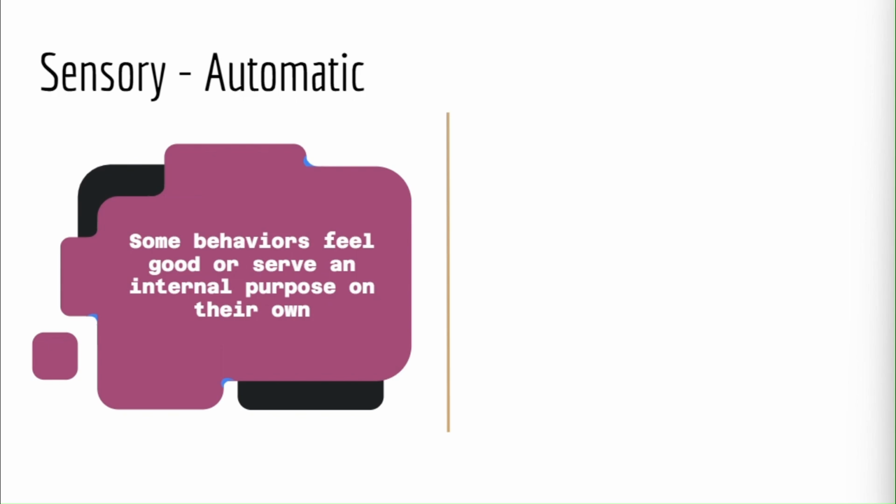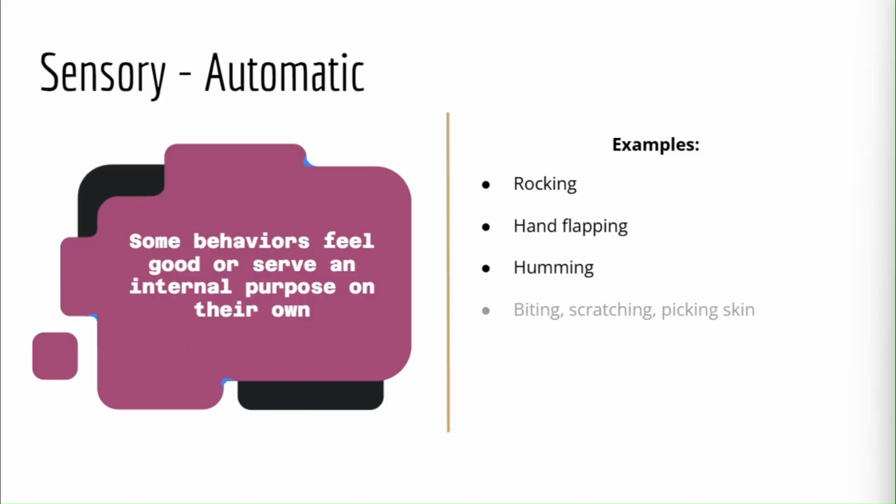Sensory or automatic. Some behaviors feel good or serve an internal purpose all on their own. I do want to note that sensory and automatic serving behaviors are often harder to change because the behavior is internally rewarding. Some examples of some sensory behaviors include rocking, hand flapping, humming, biting, scratching, or picking the skin, and spinning. Here's another parent tip.